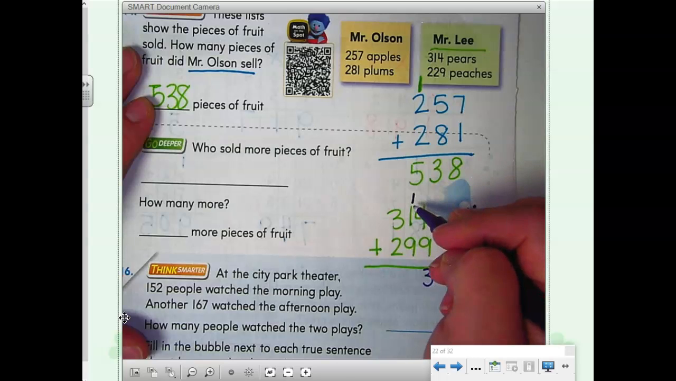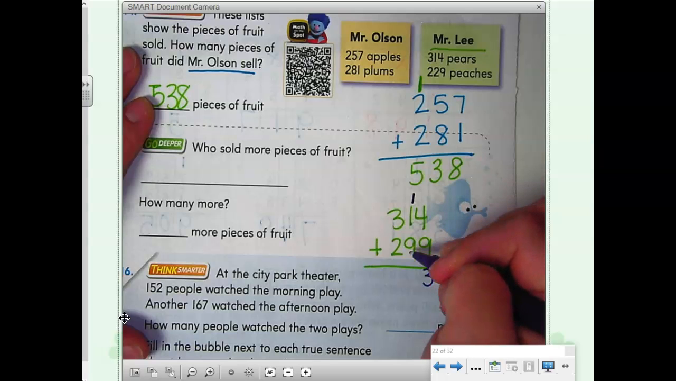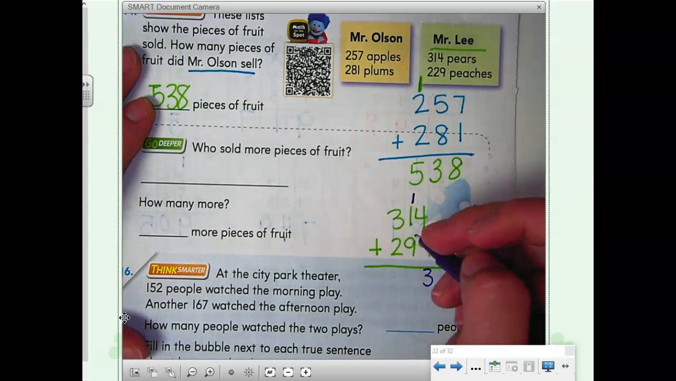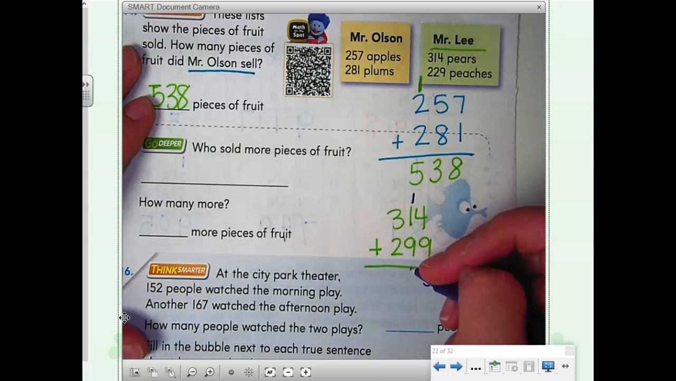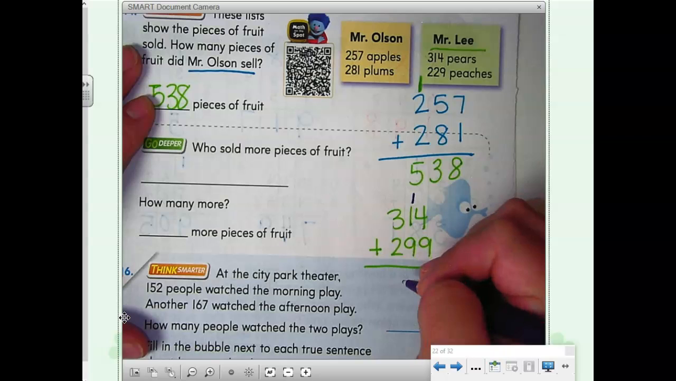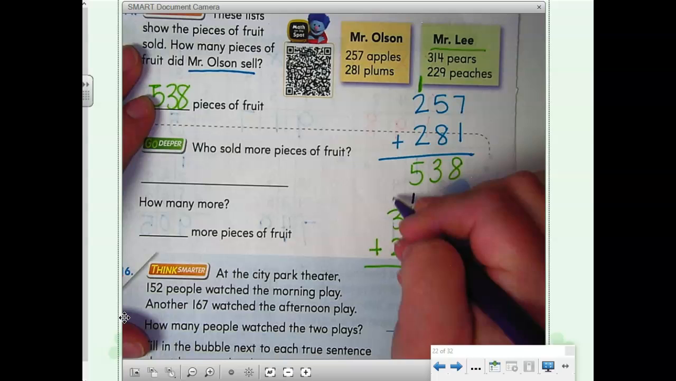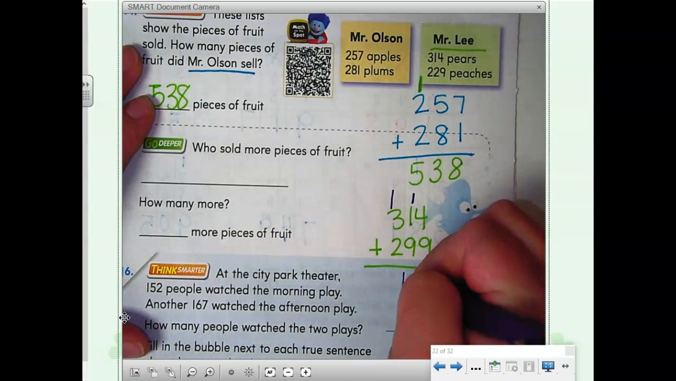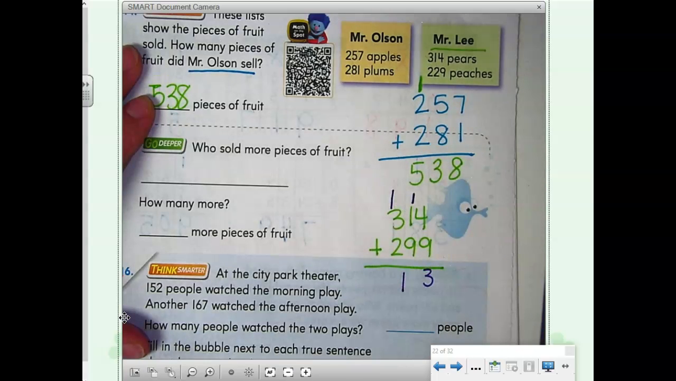Now go to your tens column. 1 plus 1 equals 2. 2 plus 9 equals what, guys? 11. We've never had this happen before. 11. So how are we going to do that? 11 tens is what? 1 hundred and 1 ten. Look at that, we had to regroup twice.